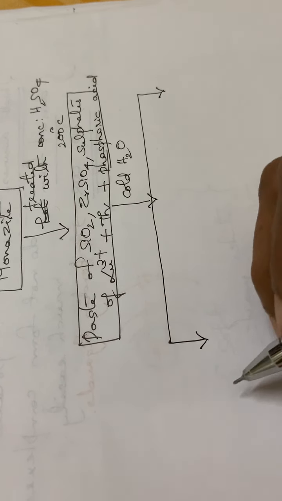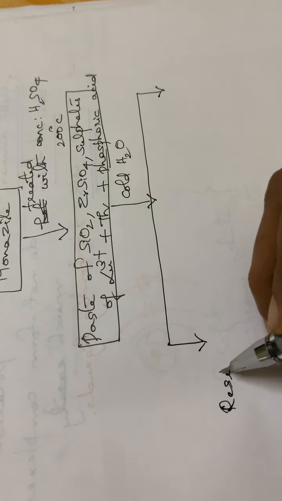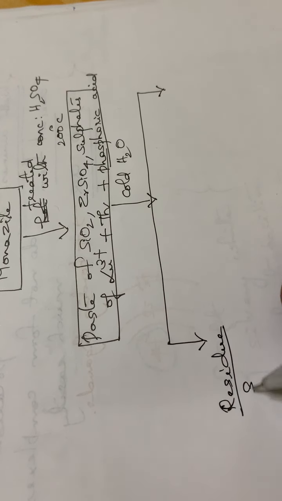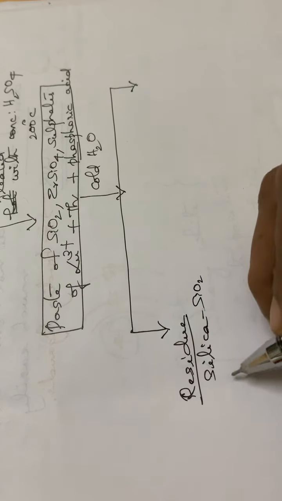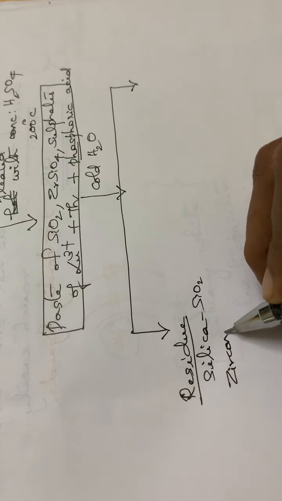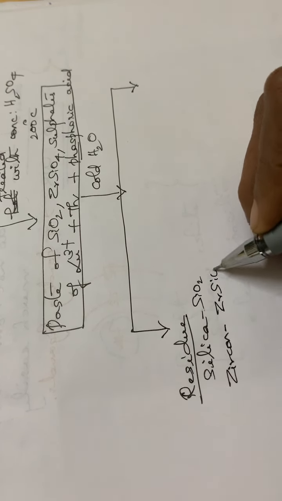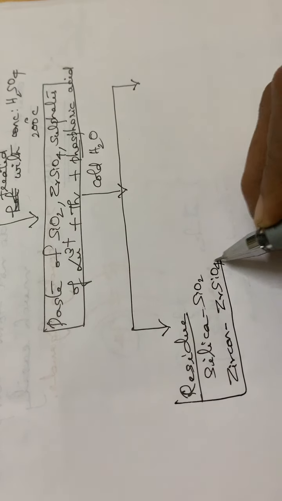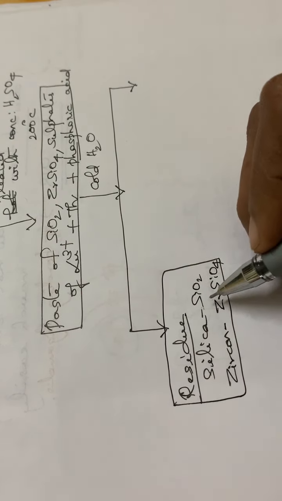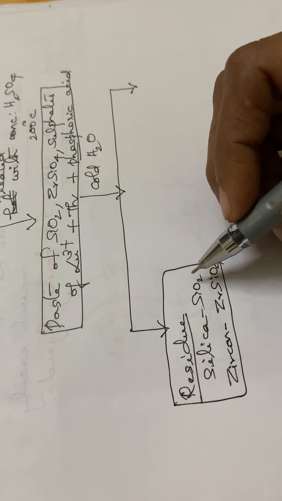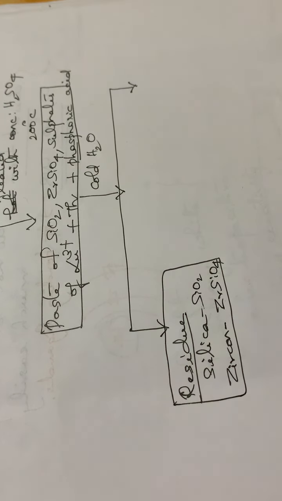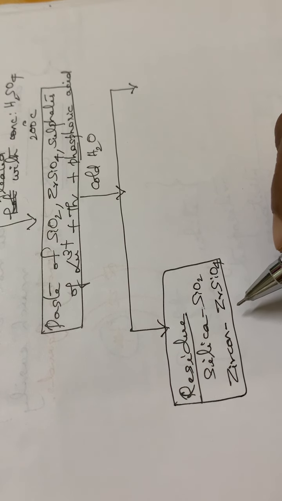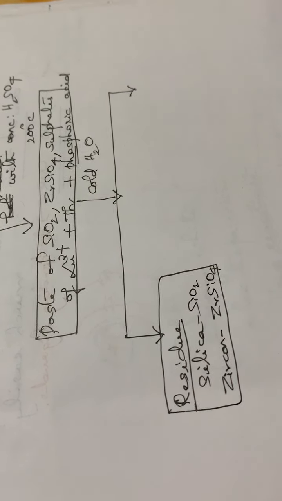This residue part consists of silica as well as zircon. Silica, that is SiO2, and then zircon, the formula is ZrSiO4. The residue part will be having silica and zircon that we can separate. That means it remains undissolved. You know the form of precipitates, isn't it? So here also it will be remaining as solid, and we can separate silica and zircon.